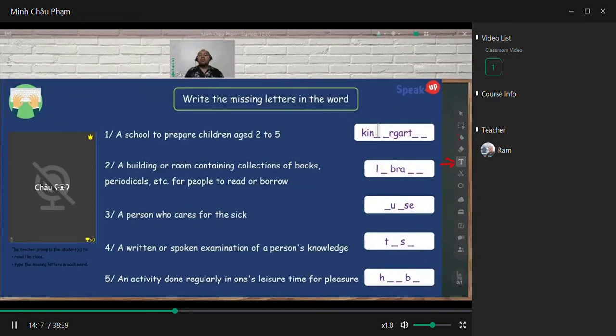Like in the example for number 1, a school to prepare children aged 2 to 5. Now there are already some letters here. You just need to put in the missing letters to complete the word. Or if it's a little hard for you to put it there, you could just type it all together at the top. Right?